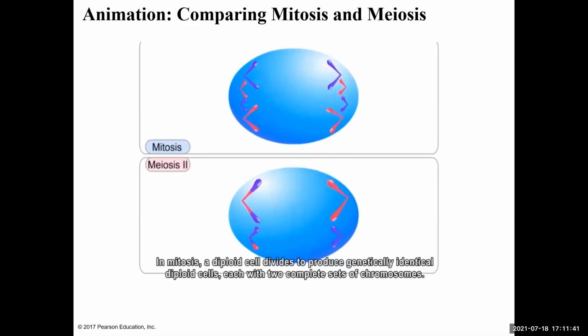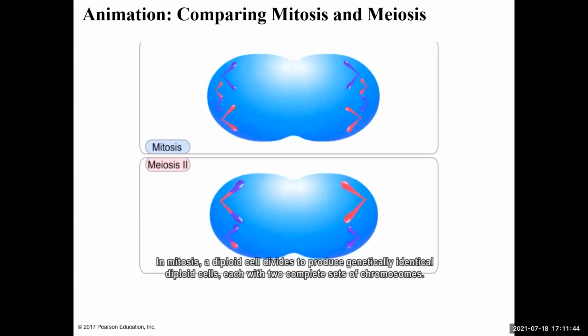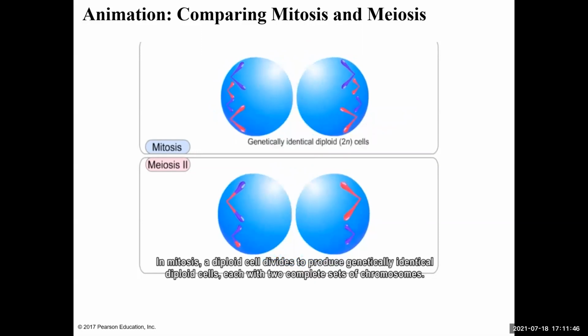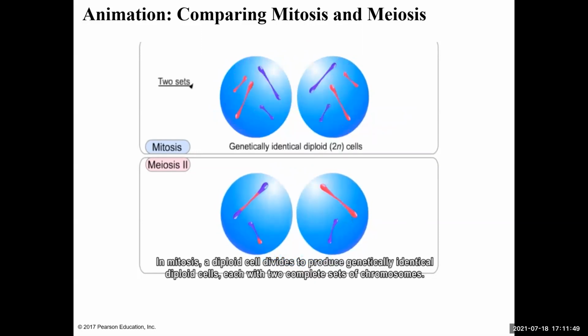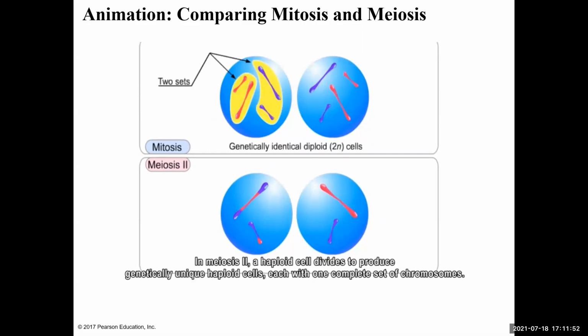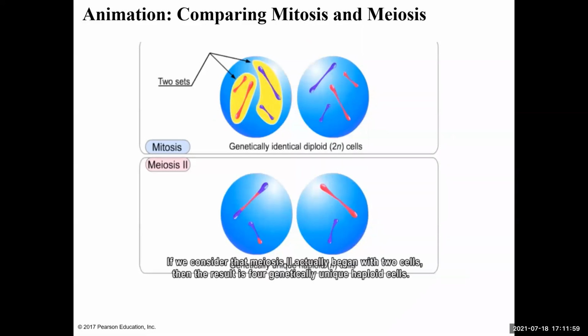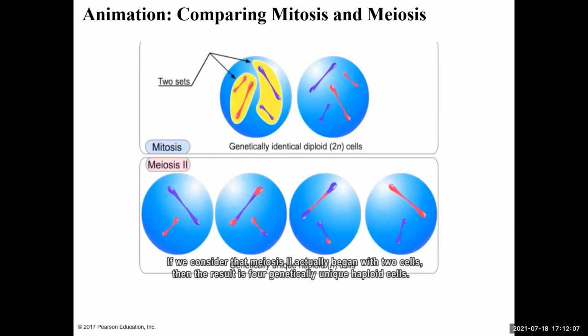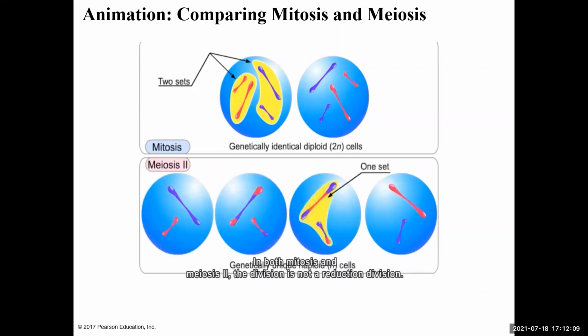In mitosis, a diploid cell divides to produce genetically identical diploid cells, each with 2 complete sets of chromosomes. In meiosis 2, a haploid cell divides to produce genetically unique haploid cells, each with 1 complete set of chromosomes. If we consider that meiosis 2 actually began with 2 cells, then the result is 4 genetically unique haploid cells. In both mitosis and meiosis 2, the division is not a reduction division. Only in meiosis 1 is the number of chromosome sets divided by half.